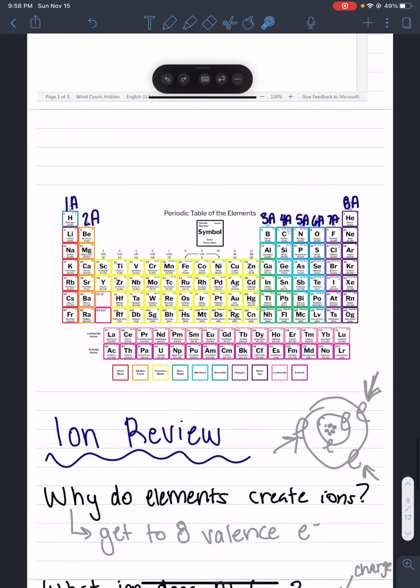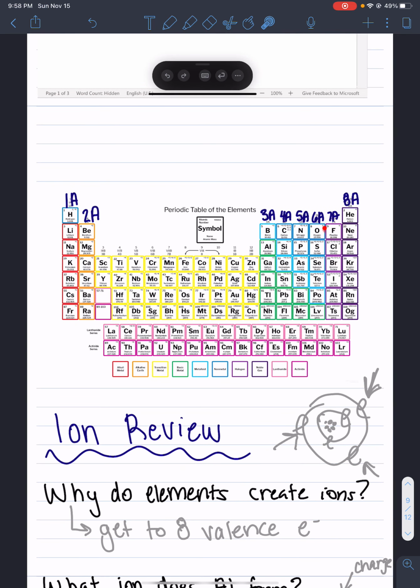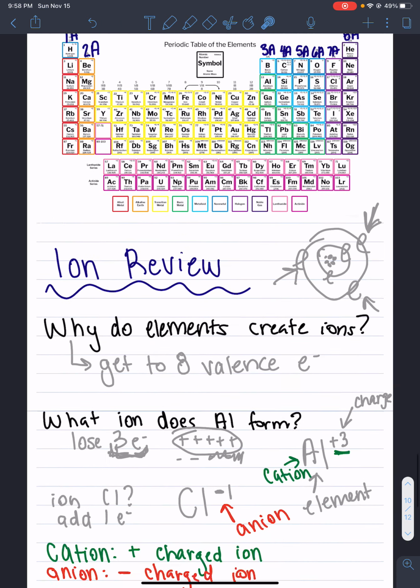They could ask you questions on your test, like, is fluorine going to form an anion or a cation? You can think fluorine, we add a negative electron, so it gets a negative charge. Fluorine gets a negative charge, so it's an anion. So it's going to be questions like that you're going to have to be able to answer on your test.